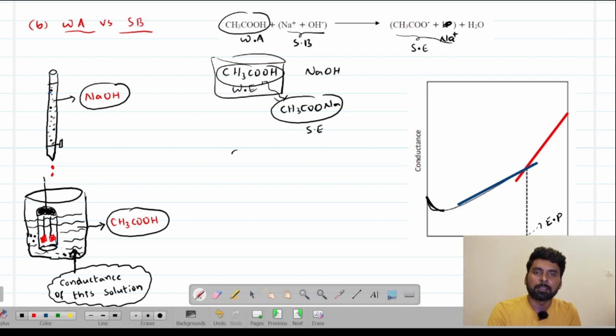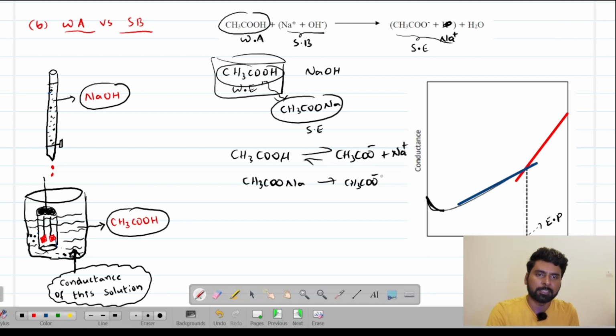Because acetic acid can exist in the solution in equilibrium with CH3COO minus and H plus, and this sodium acetate, CH3COONa, cannot exist in equilibrium. Simply it will dissociate into CH3COO minus and Na plus. For the acetic acid, this is H plus.